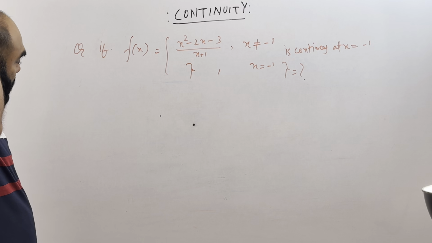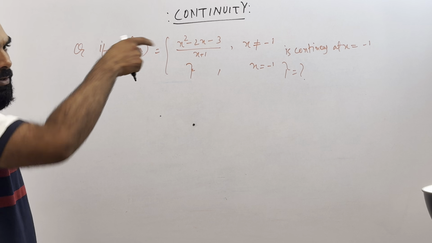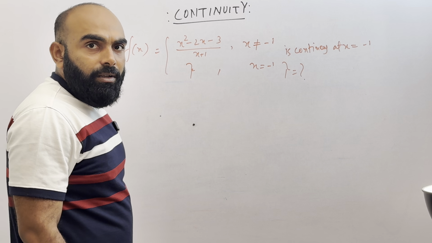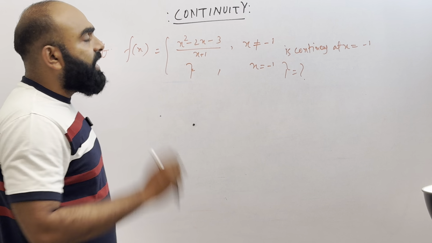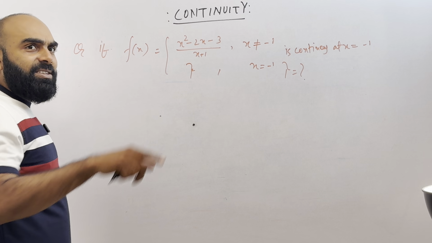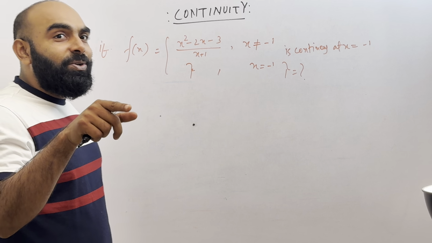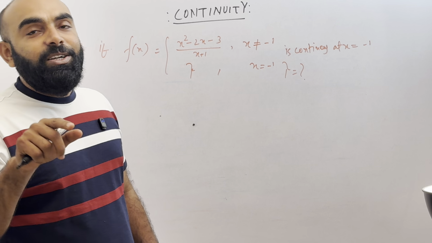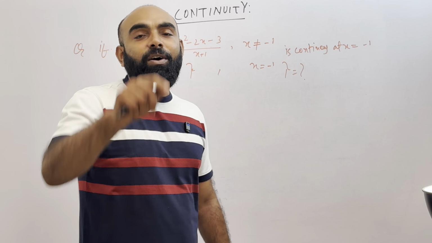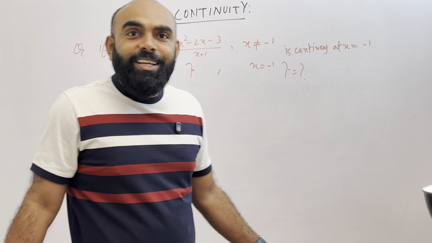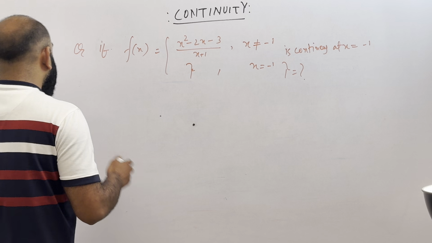Sir, the question is saying the given function is continuous at x is equal to minus 1. Means they are following those rules. Which rule? Limit x tends to a minus f of x is equal to limit x tends to a plus f of x is equal to f of a. And here a is minus 1 only. Correct? So sir, first go with the basic one.